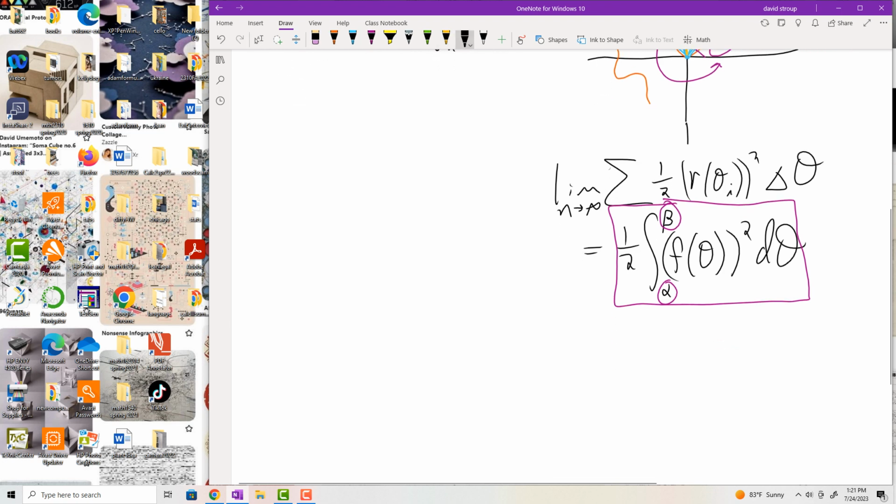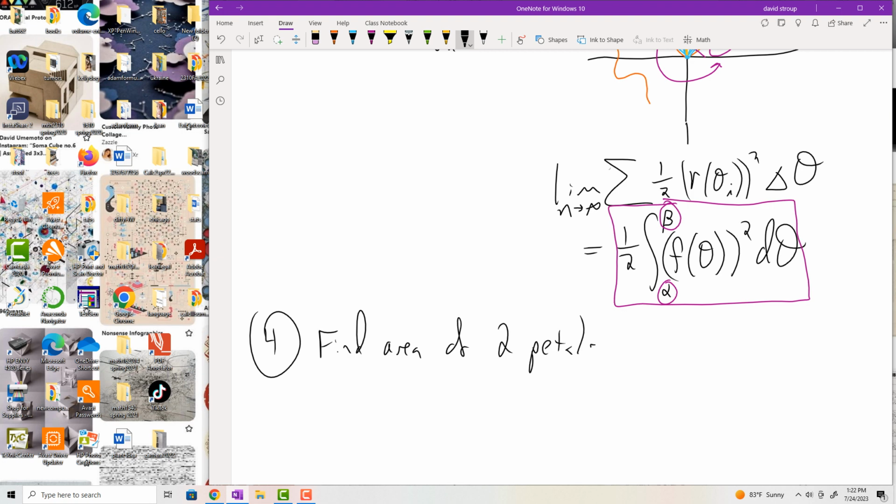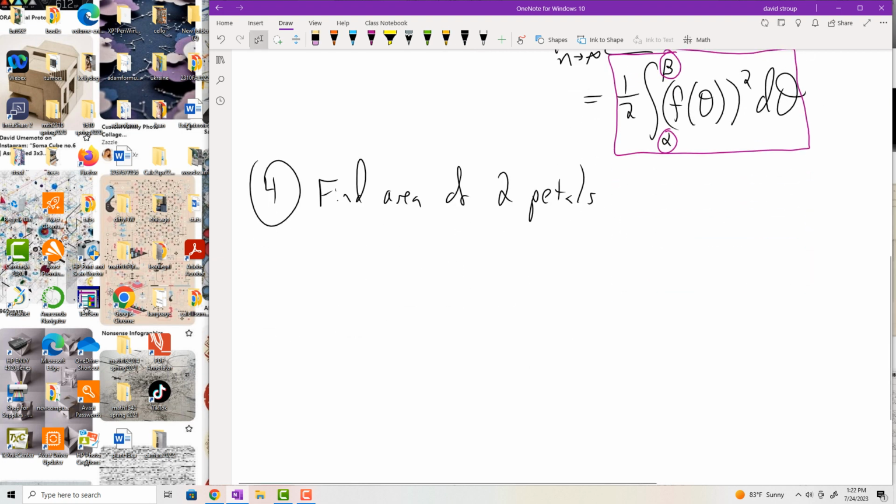So let's take a look. Number 4, find the area of 2 petals of the rose curve. Like I said, we need to graph the thing. As far as I can tell, there's not going to be any easy way. I kind of have to maybe develop a different way to introduce the material, but to find the 2 petals, you really need the alpha and the beta, right? There's no way to get it except to do this by hand. So I'm going to go through my usual process.